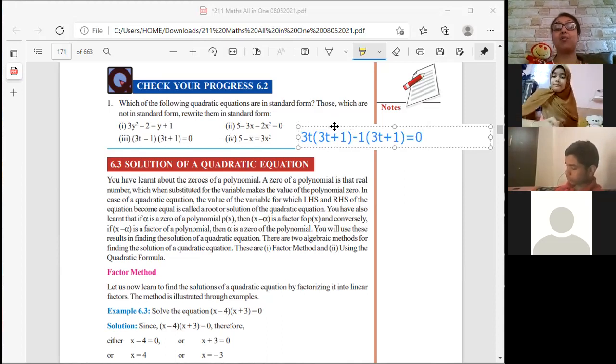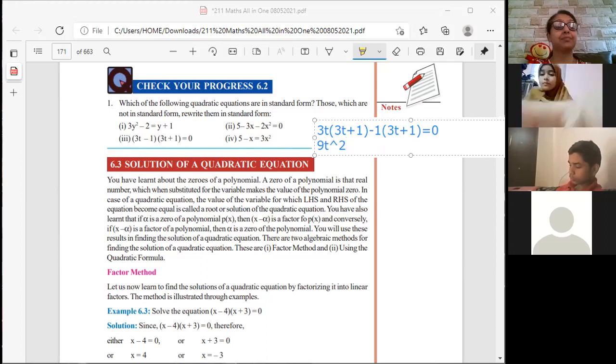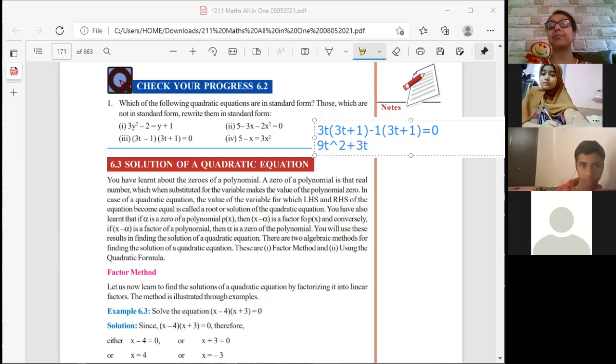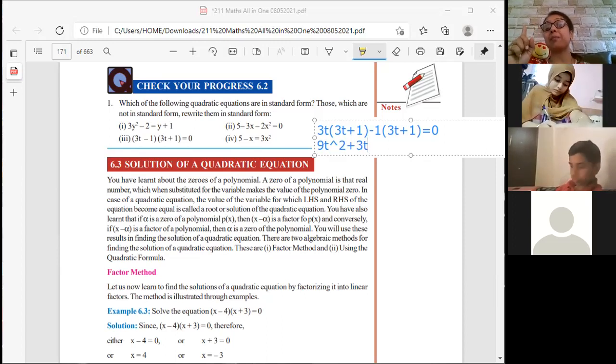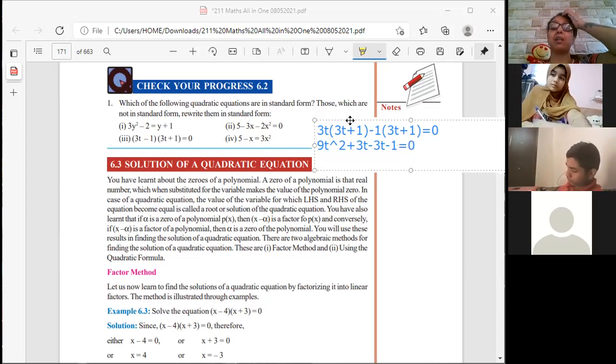Now how do we go ahead? 3t multiplied by 3t. 3 threes are 9. t multiplied with t will give me t square. Correct? Now, 3t multiplied by 1 will give me 3t. Minus 1 multiplied by 3t, what will it give me? Minus 3t. Minus 1 multiplied by plus 1, I will get 1, but minus 1, is equal to 0. Now tell me what is happening to 3t and minus 3t.